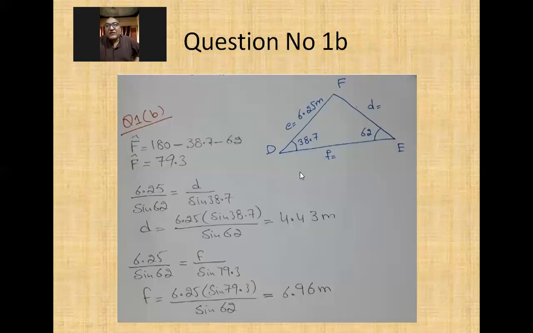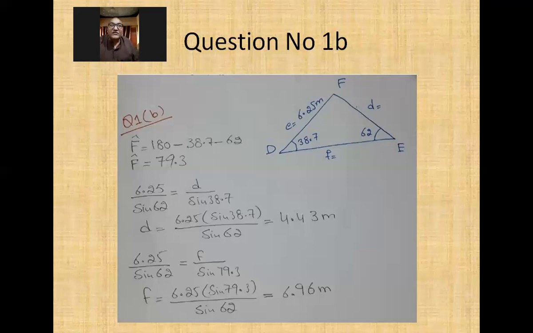Now I know this side and I want to know this side. The angle opposite to this side is this angle, which is 79.3. So we can write 6.25 divided by sine 62 equals F divided by sine 79.3. When you make F alone, this will go to the other side and multiply. So in your calculator, you will enter 6.25 multiplied by sine 79.3, divided by sine 62. Your answer will be 6.96 meters. Hopefully you have understood question number 1, part B.